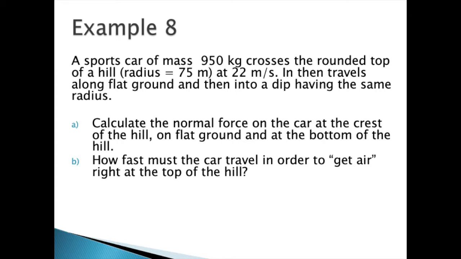Example 8. A sports car of mass 950 kilograms crosses the rounded top of a hill, r equals 75 meters, at 22 meters per second. It then travels along flat ground and then into a dip having the same radius. A, calculate the normal force on the car at the crest of the hill, on flat ground, and at the bottom of the hill. B, calculate how fast the car needs to go to get air right at the top of the hill.